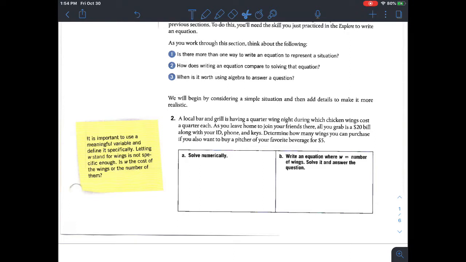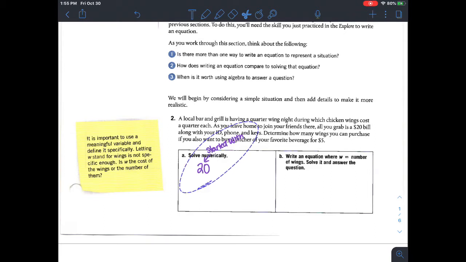So a local bar and grill is having a quarter wing night. So each wing costs 25 cents, chicken nugget wings cost a quarter each. As you leave home to join your friends there, all you grab is a $20 bill along with your ID, phone, and keys. Determine how many wings you can purchase if you also want to buy a pitcher of your favorite beverage for $5.